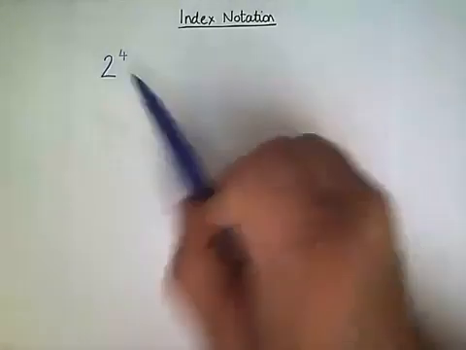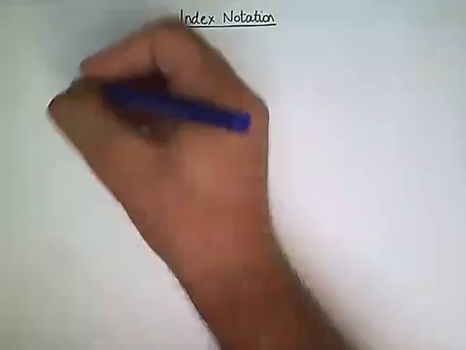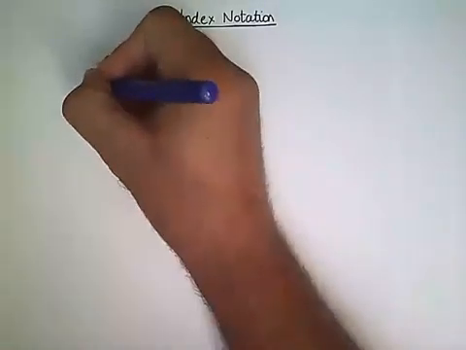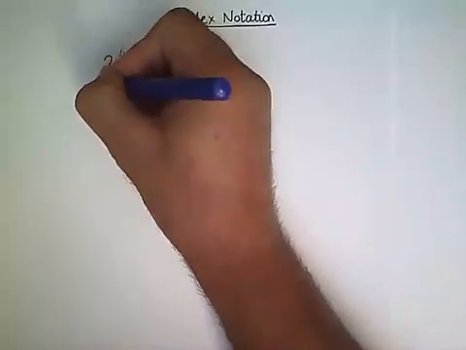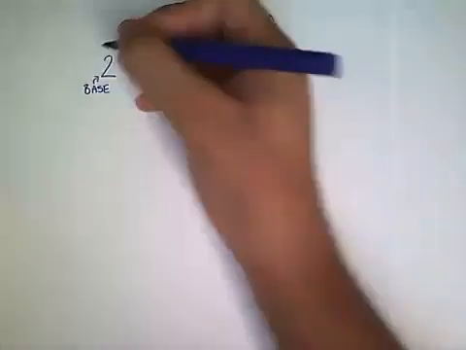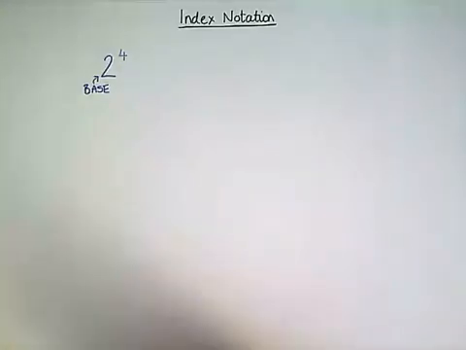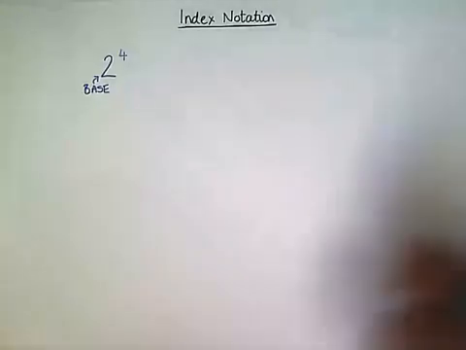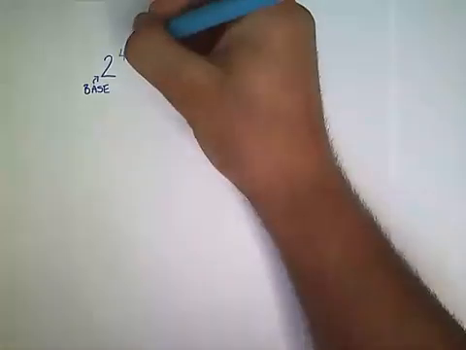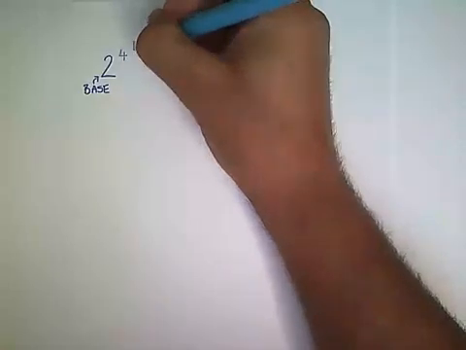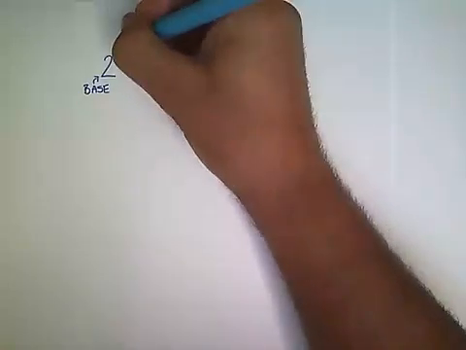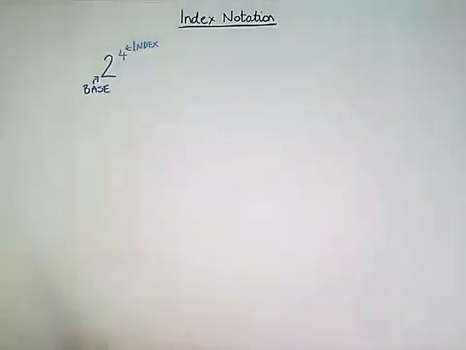And the whole thing is a power, and you have two parts to that. You have this number 2, which we call the base. The base number is the number that is being raised to a power or an index. So this topic is often called index notation, or indices. So the index is this number, the 4. And we say that as 2 to the power of 4.